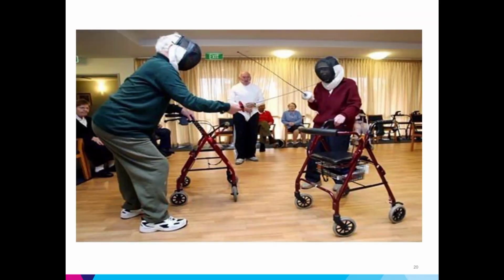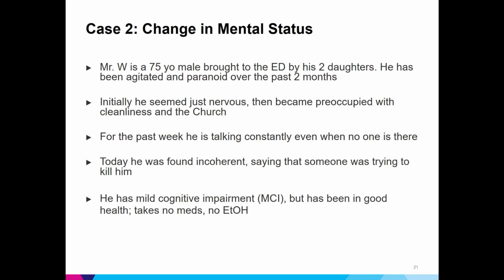Moving on to our next case of a change in mental status. Here I share the case of Mr. W., a 75-year-old man brought to the emergency department by his 2 daughters. He'd been agitated and paranoid for the past several months. He seems nervous and preoccupied with cleaning his house and attending church. For the past week, he's been walking more and talking constantly, and today was found incoherent. He had baseline some mild cognitive impairment, but was in good health and takes no medications and no alcohol use.